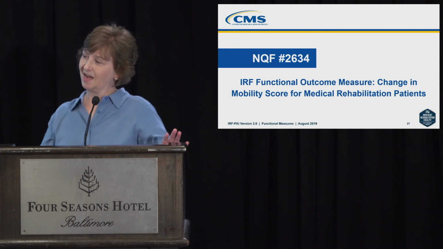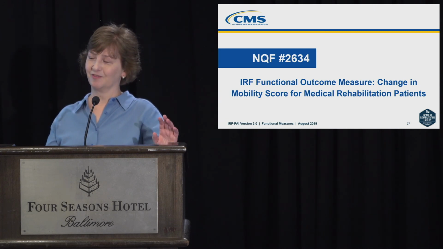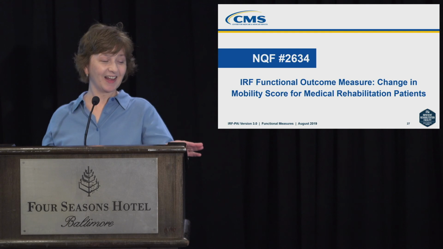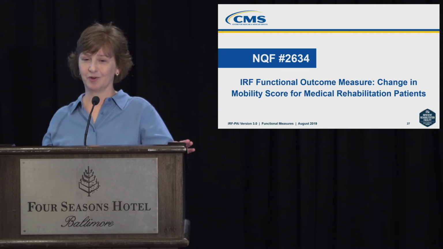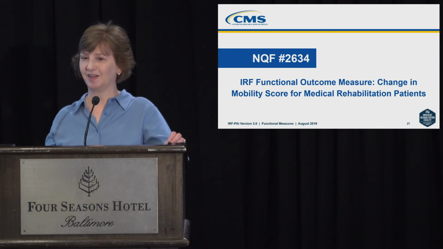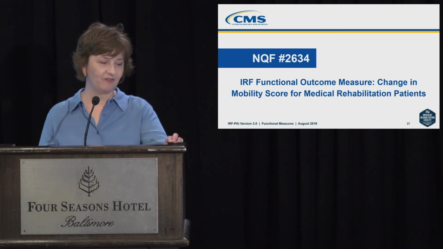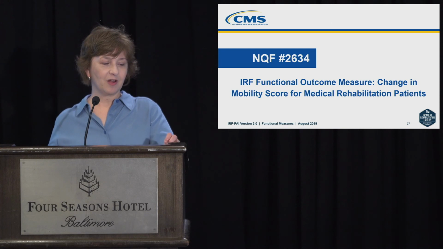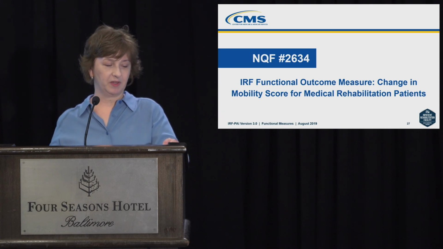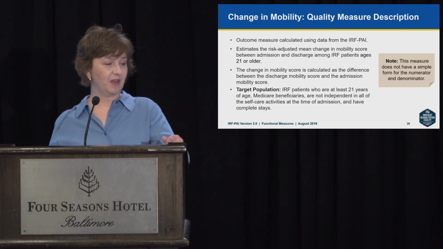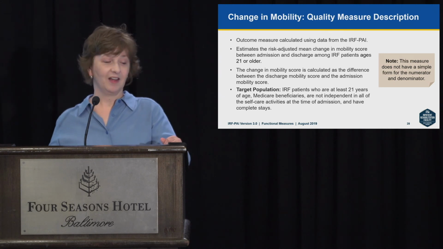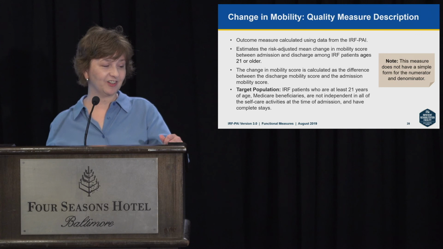I spent a lot of time on that measure because it's the first measure, but this second measure, NQF 2634, has a very similar approach, but this one is related to mobility. So 2634 is the IRF functional outcome measure, change in mobility for medical rehabilitation patients. Again, it's an outcome measure. It estimates the risk-adjusted mean change in mobility score between admission and discharge. Again, it's for individuals 21 years and older, Medicare beneficiaries.